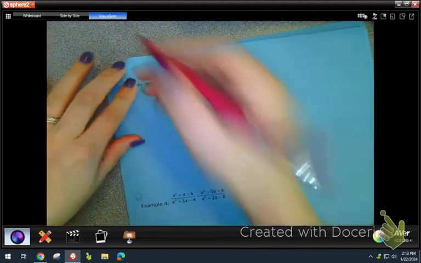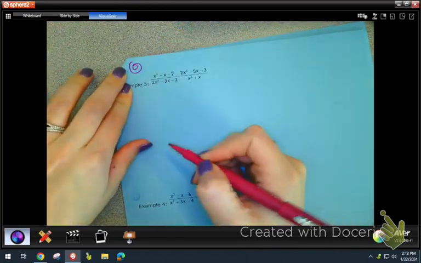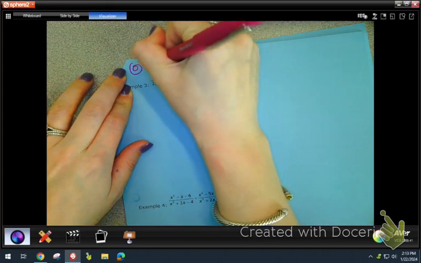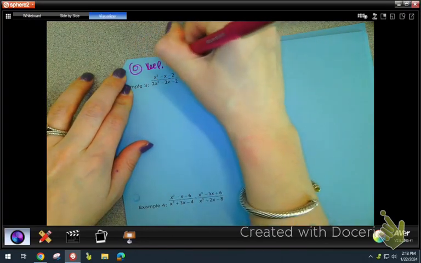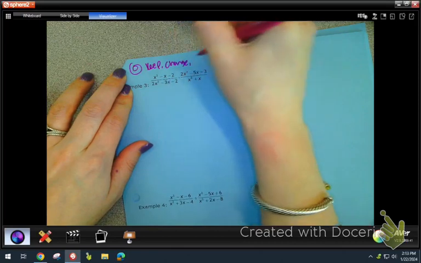So here we go. I'm going to put step 0. And I'm going to write keep, change, flip. I'm going to write it right this time. Keep, change, flip.